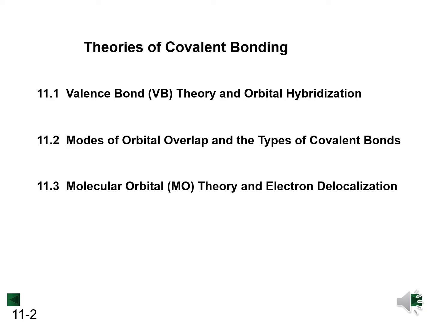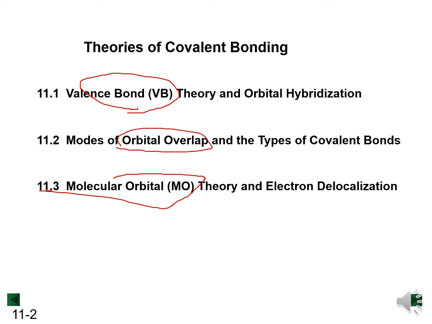Okay, from the previous lecture, we learned how to draw the Lewis structure, how to determine the molecular shape, and how to determine the molecular polarity. In this topic, we will learn about the theory of covalent bonding, which involves valence bond theory and molecular orbital theory, and we can also see how the orbitals overlap.